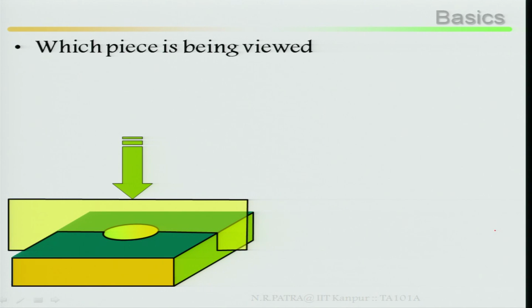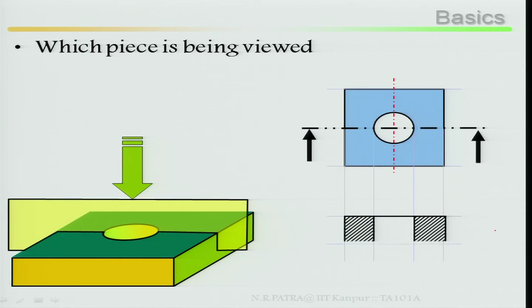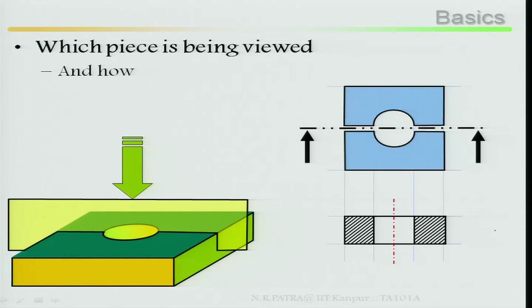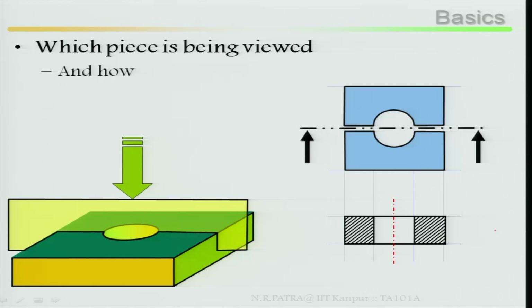Which piece is being viewed? That is again important. Look at this. Which piece is being viewed? I have explained in the last slide how sectioning has been done longitudinally. Look at this, it has been cut, then you take out this part, then look from this side, and see how it looks.